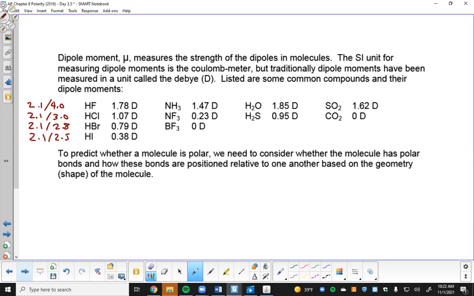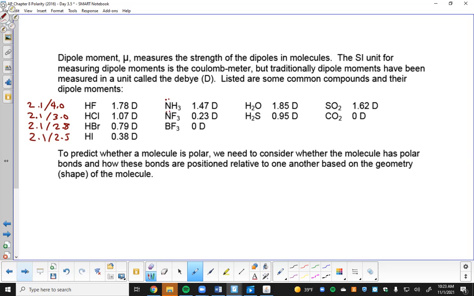Here we've got nitrogen and boron, both have three things attached to them. But if you looked at the shape of the molecule, this one's got a lone pair, this one's got a lone pair, this one does not have lone pairs. The dipoles don't cancel on these two, and they've got their dipole moments, but they do cancel on this one. It's a nonpolar molecule as a whole.